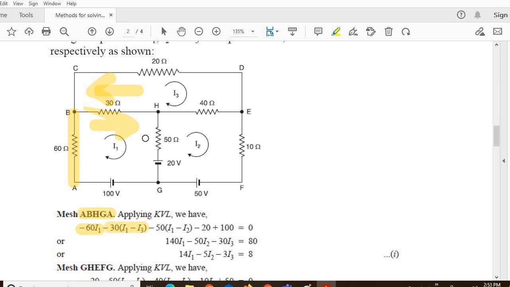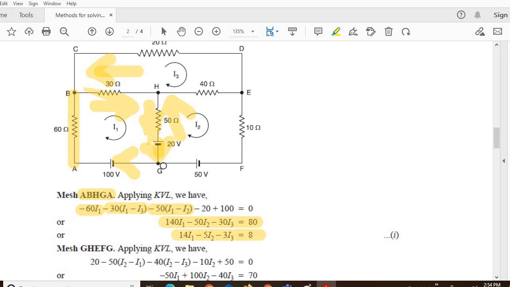Similarly for the 50 ohm resistor, there are two currents, I1 and I2. One is going downwards, the other is going upwards. So it is minus 50 (I1 minus I2). Then minus 20, as we are going towards the negative side of the potential, and towards the positive side of the potential, plus 100, equal to 0. Rearranging these terms and dividing by the common factor of 10, we get this as the first equation.